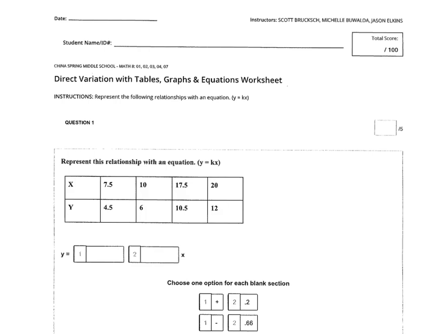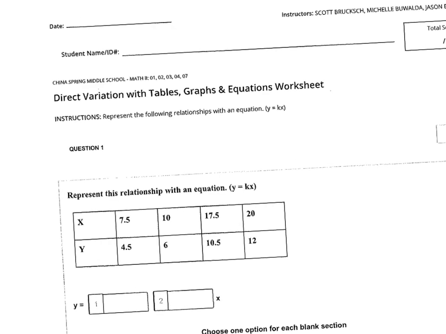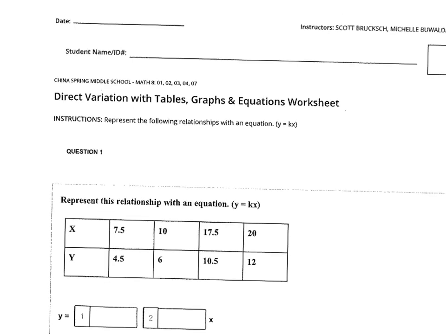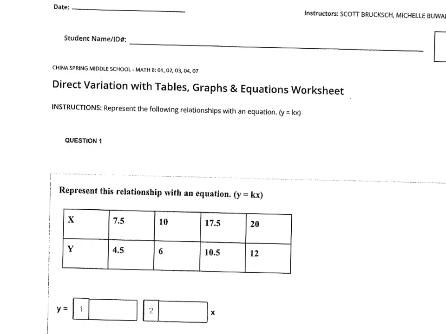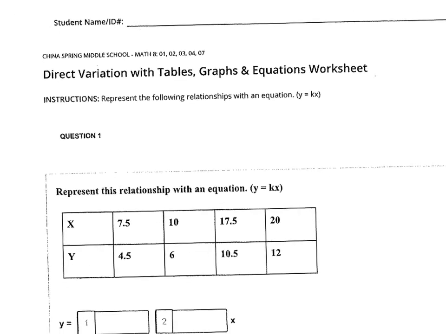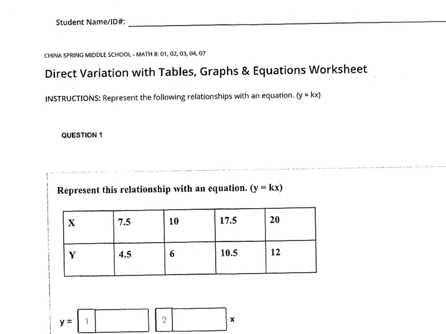Okay, direct variation, tables, graphs, and equations. Pretty much the same as slope like we have done and the slope intercept. It's just a little bit different, a little bit easier, honestly. So when we talked about slope intercept, we looked at this equation.